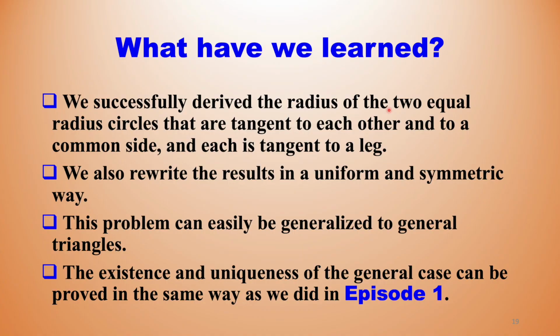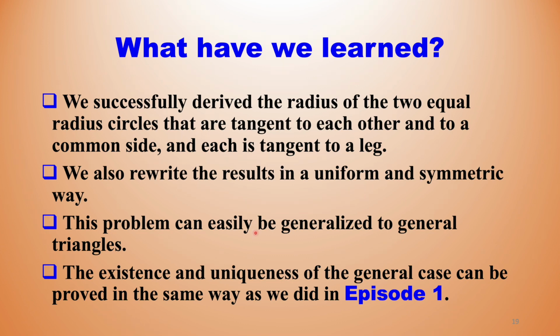So this ends episode 2. In this episode, we successfully derived the radius of the two equal radius circles that are tangent to each other and to a common side. And each of these circles is tangent to a leg. The results are very simple. We also rewrite the results in a uniform and symmetric way.